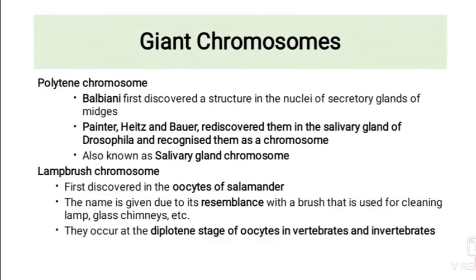Next are giant chromosomes. There are two giant chromosomes, which are polytene chromosomes and lampbrush chromosomes. First we discuss polytene chromosomes. Balbiani first discovered a structure in the nuclei of secretory glands of midges. Painter, Heitz and Bauer rediscovered them in the salivary glands of Drosophila and recognized them as chromosomes, also known as salivary gland chromosomes. They are called polytene by Koller due to the presence of many chromonemata in them.